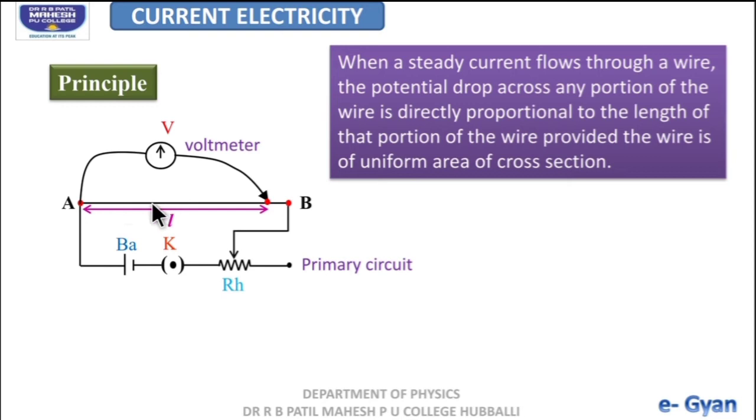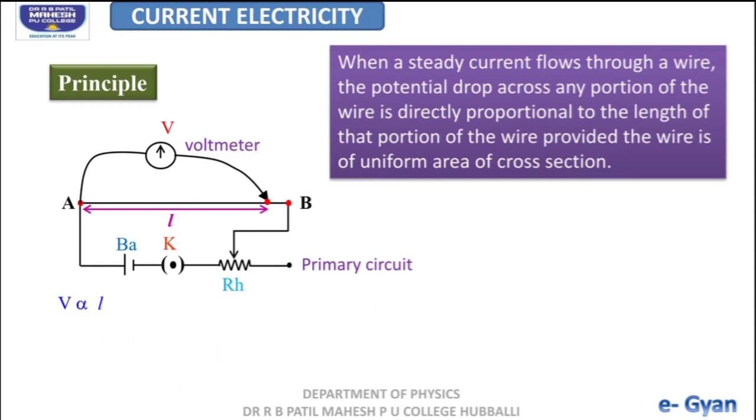When you place this sliding contact somewhere here, I get a voltage value, let me name it V1. When you place the same one at this point, I get V2. When I place it here, I get V3, and so on. That means as length increases, the potential drop across the wire also increases. Therefore, we can say that V is directly proportional to L.